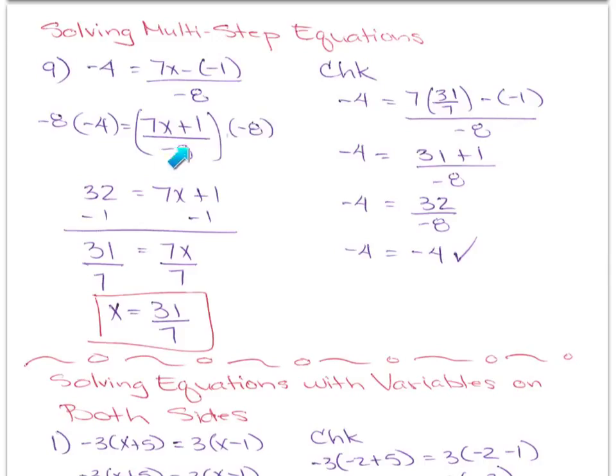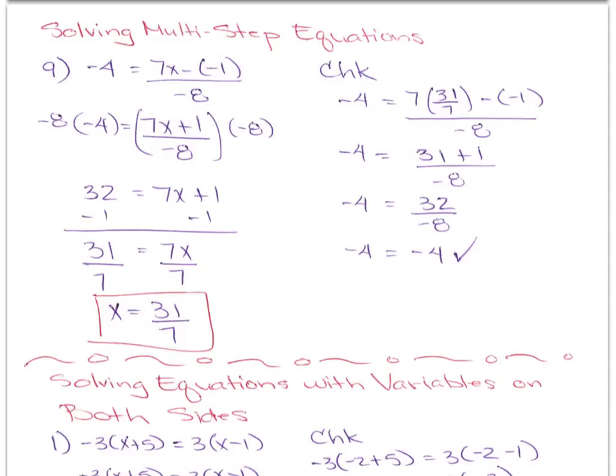So now the negative 8s will cancel out on the right-hand side. Negative 8 times negative 4 will give you a positive 32. So now our equation looks like this: 32 is equal to 7x plus 1. We want to isolate 7x by itself, so we need to get rid of the plus 1. Minus 1 here, minus 1 there. We're going to end up with 31 is equal to 7x. To get x by itself, we divide both sides by 7. Now we end up with x is equal to 31 over 7.